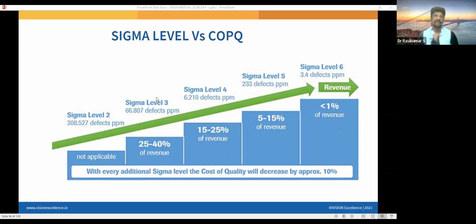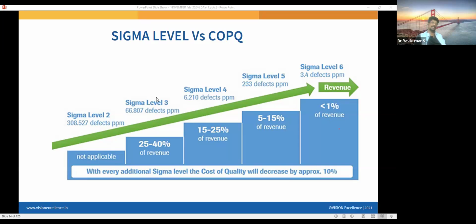Say, for example, let us take a company having a production sigma level of 3. So what is the loss to them? Actually, they are having a DPMO of 66,807. What does it mean? The loss in revenue, not the loss in the turnover, will be 25 to 40%. If you move from 3 to 4, your loss in revenue will be 15 to 25%. When you move from sigma level 3 to sigma level 4, the defects will reduce by 90%.